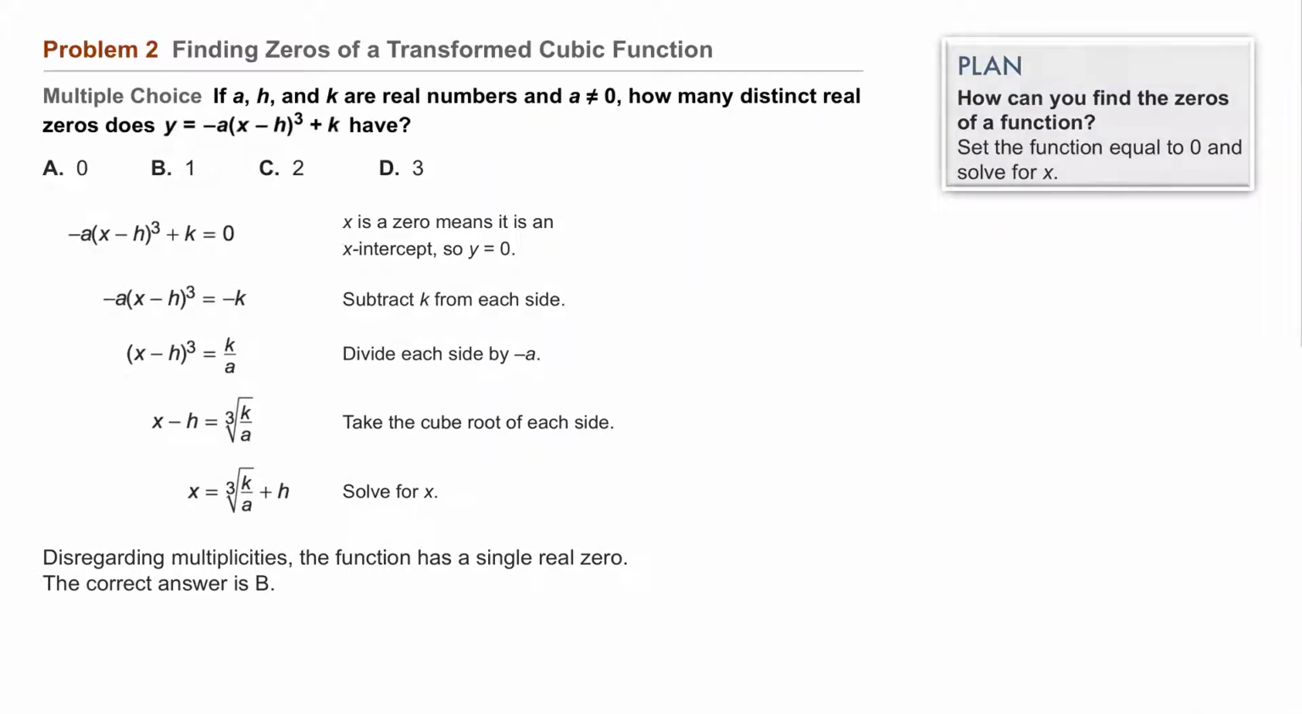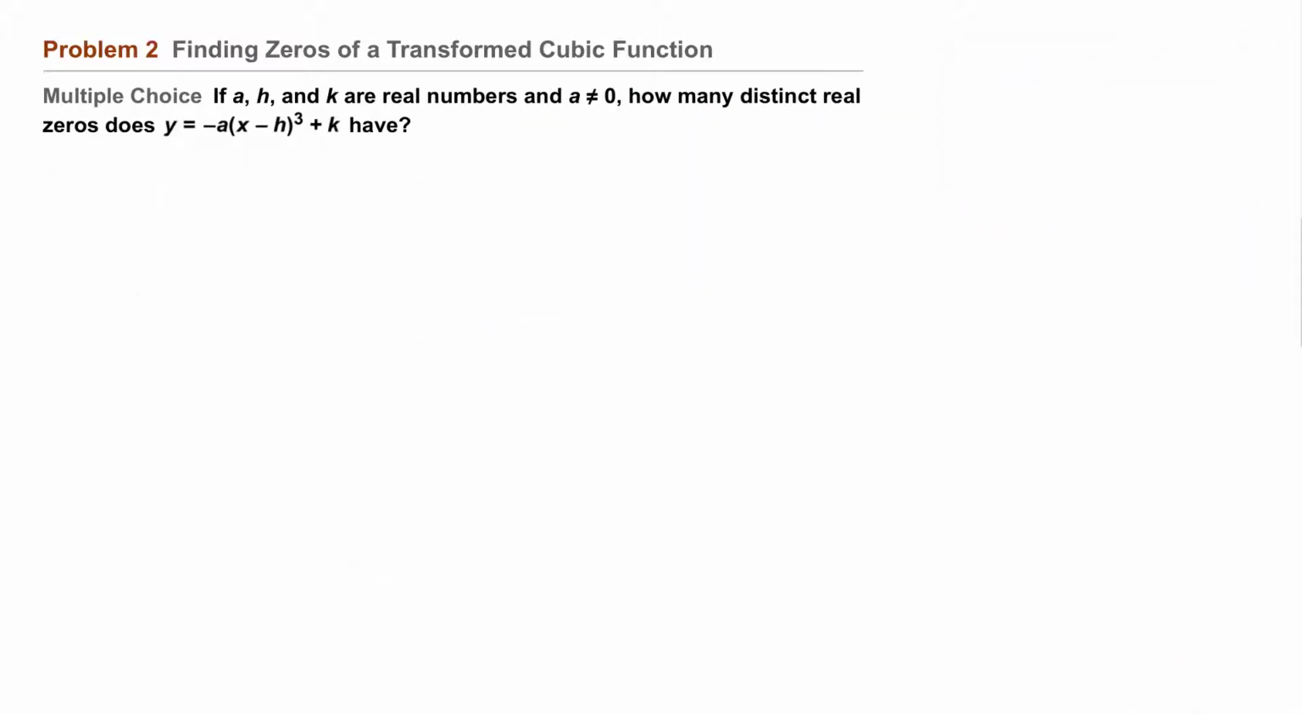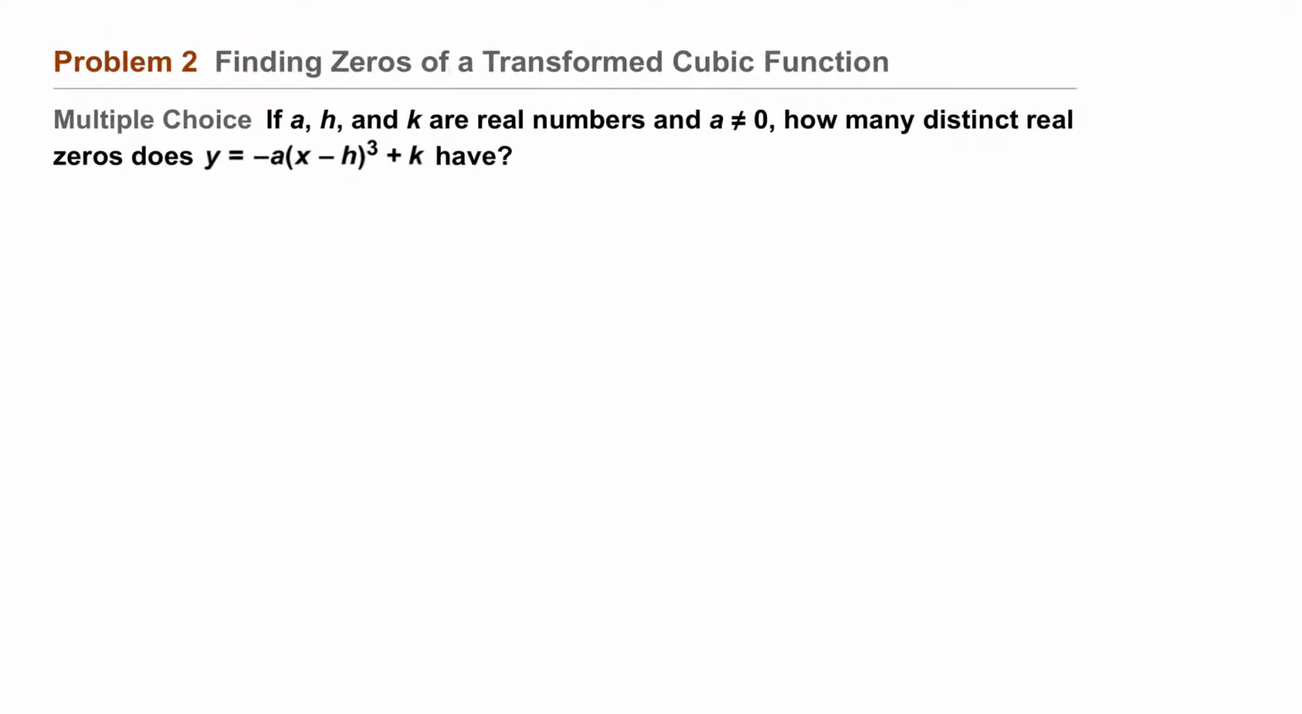Problem 2. Finding zeros of a transformed cubic function. And this one's multiple choice. If a, h, and k are real numbers, and a does not equal 0, how many distinct real zeros does y equals -a times the difference x minus h cubed plus k have? Is it A, 0, B, 1, C, 2, or D, 3?